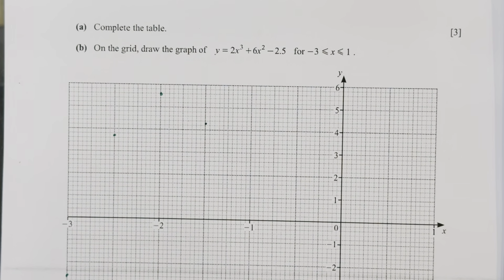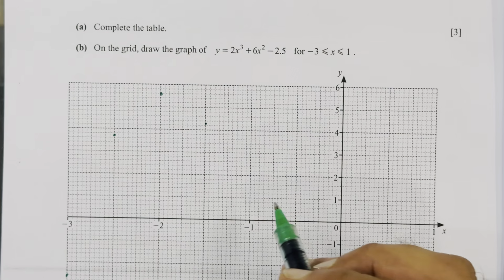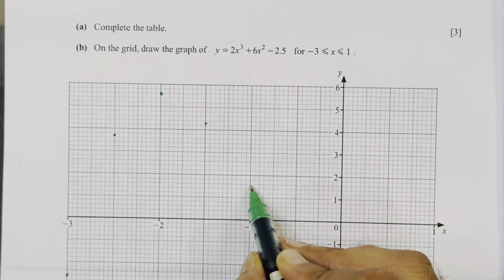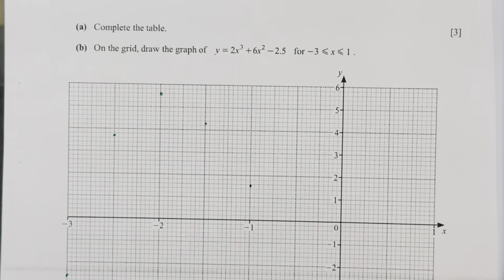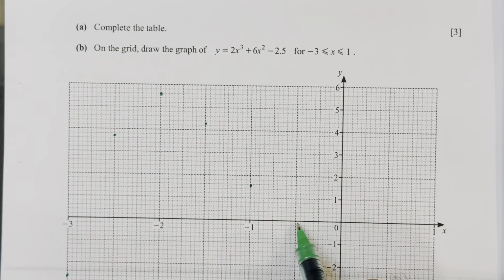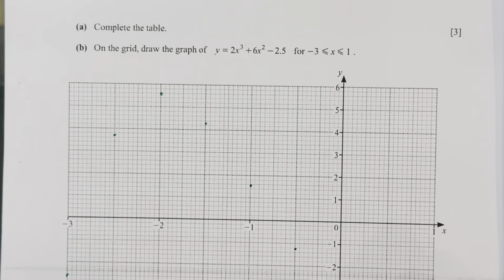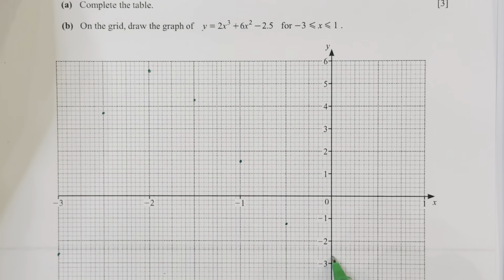And when the value is minus 1, the value is 1.5. So it would be between 1 and 2. Okay. When the value is minus 0.5, the value is negative 1.25, and negative 1.25 would be here. When the value is 0, it would be minus 2.5, so it would be over here.